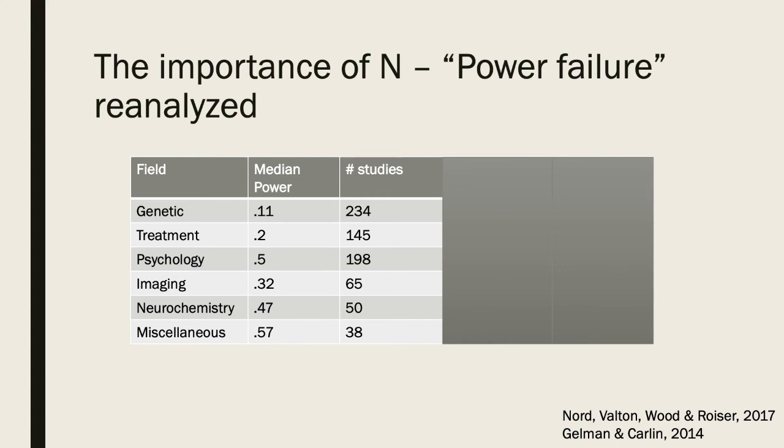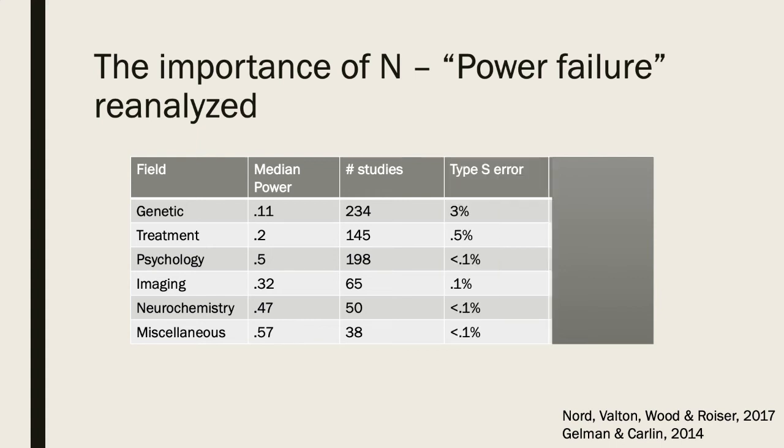And then you can see the number of studies that they used to estimate the median power in that area. These range from miscellaneous, who knows what that is, at 0.57, down to genetic studies, whose power is about 0.11. So that type S error, which is the probability that you're making a mistake in the wrong direction, given these power statistics: for a genetic study, 3% of the time; a treatment study, 0.5%; psychology is less than 1%; imaging, one time out of 1,000.